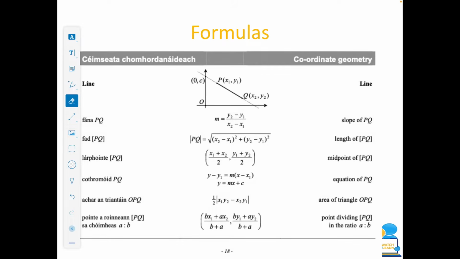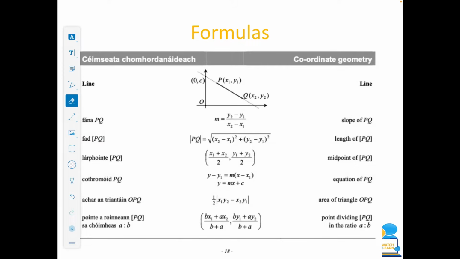This page is super important. It's page 18 in your formula book, so you'll be given this in your exam. The second you see a coordinate geometry question on the paper, you need to open up this page. It has all the formulas you need, so you don't need to learn off any formula for this chapter.